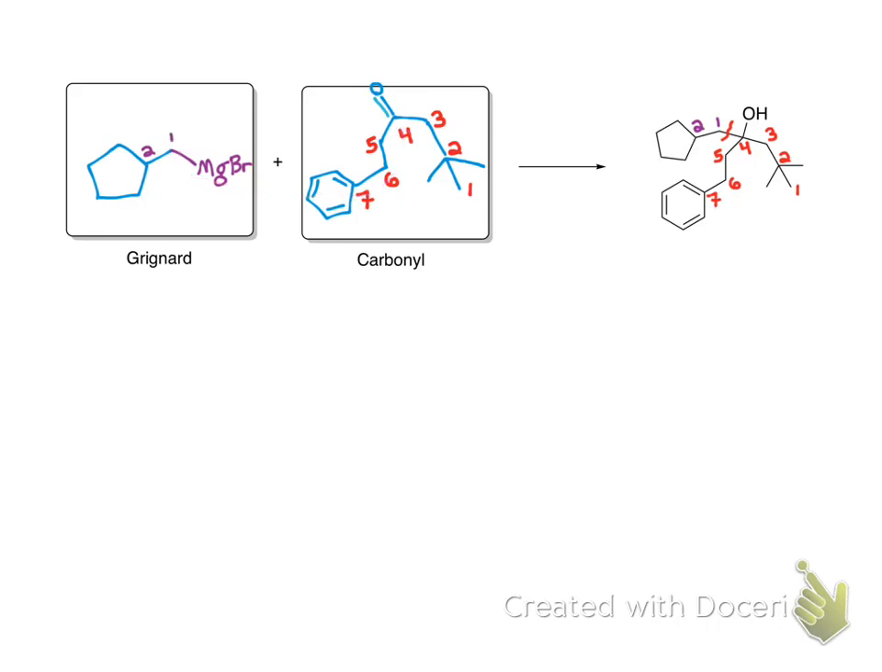Cool. Now, a great idea when doing this is always count your carbons. It's possible to lose a carbon or add a carbon, a phantom carbon somewhere along the lines. So the last thing I always do when doing retrosynthetic analysis is make sure that the number of carbons adds up. So in our Grignard, there's 6 carbons. In our carbonyl, there are 14 carbons. And in the product that we're trying to make, there should be 20 carbons, which indeed there are.